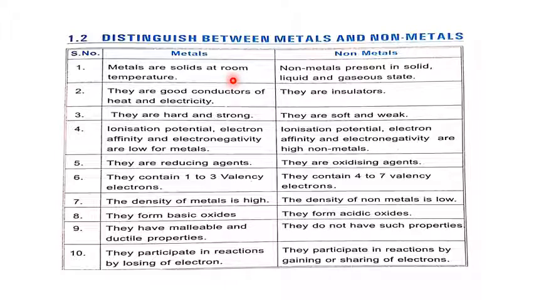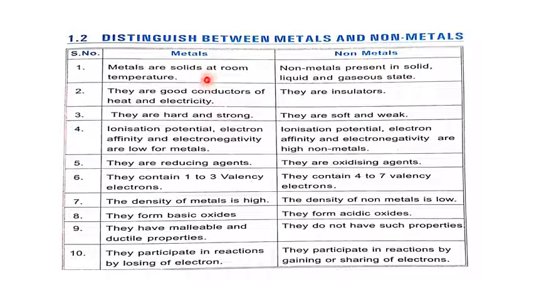Okay, metals: almost all metals are solids at room temperature. Non-metals are present in solid, liquid and gaseous states. Next, metals are good conductors of heat and electricity. They allow electricity to pass through them. Also, if we heat them, they heat up well. So they are good conductors of heat and electricity. Non-metals are insulators. They are not good conductors of heat and electricity.